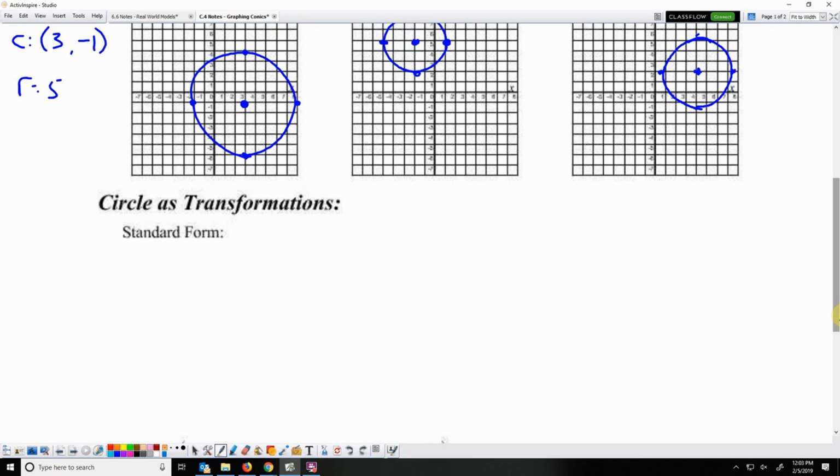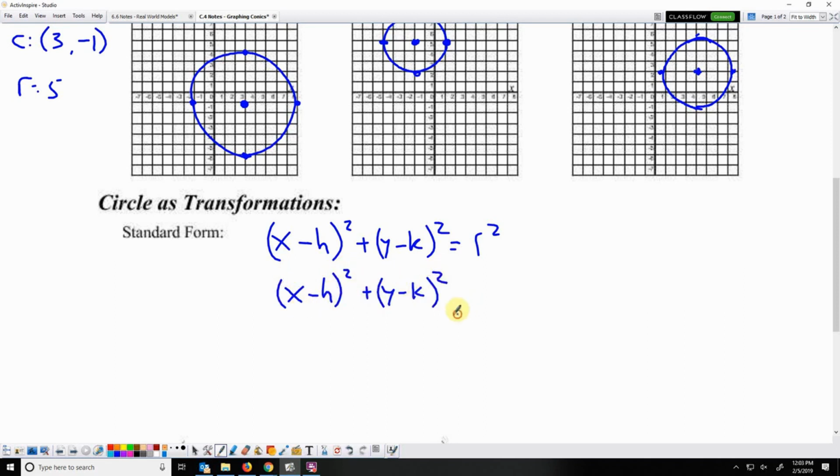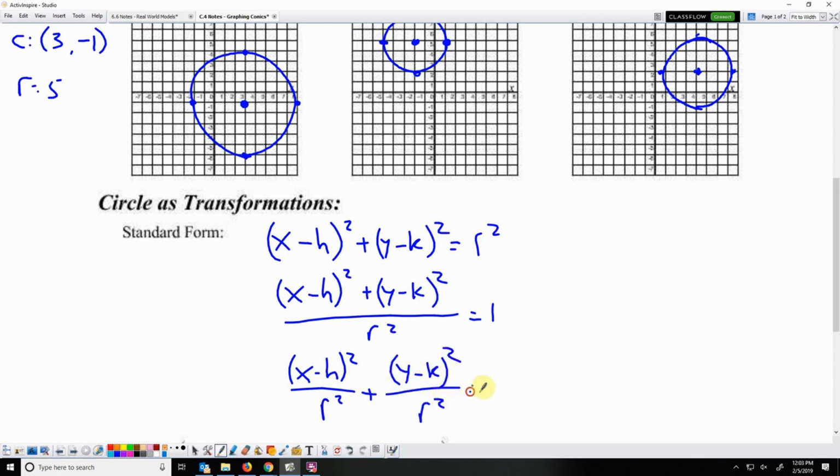All right, so a circle is (x - h)² + (y - k)² = r². If I divide both sides by r squared, I get (x - h)² over r² plus (y - k)² over r² equals 1, which is the same as (x - h)²/r² + (y - k)²/r² = 1.